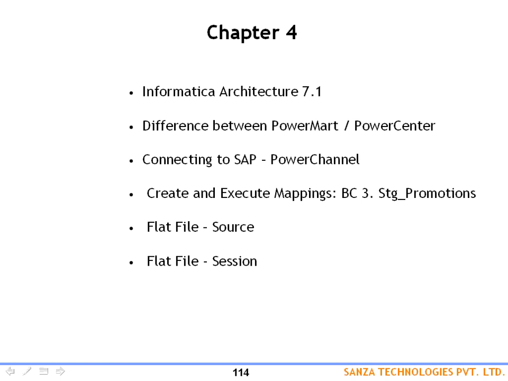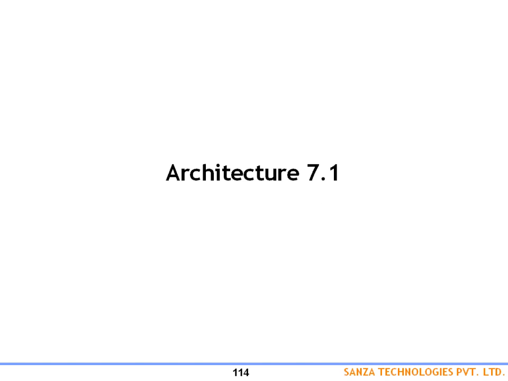Now coming to chapter 4, we will discuss the architecture, the Power Center, Power Plug, create a mapping where your source is a flat file, and execute it. So in chapter 4, first we will discuss the architecture of Informatica.